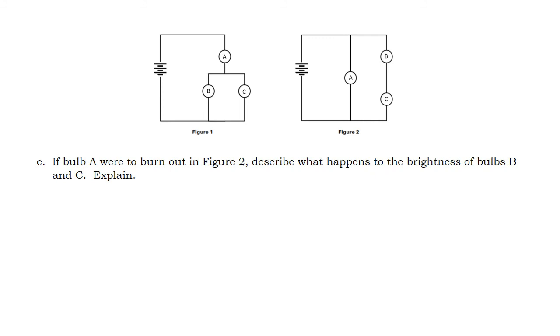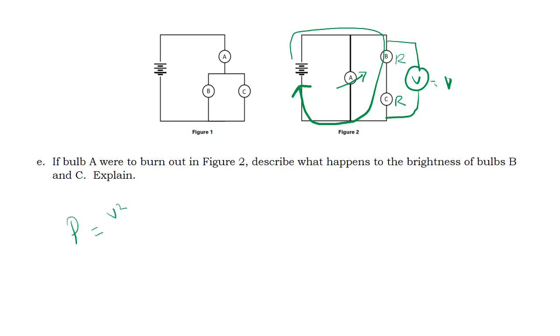In figure 2, it's a little different. If A burned out and that was an open circuit, we still do have a complete path around the circuit. In fact, the voltage across BC would still equal the voltage of the battery. The resistance of B would still be R. The resistance of C would still be R. And so when we think about power equal V squared over R, nothing has changed for those light bulbs. And so they'll remain equally as bright.